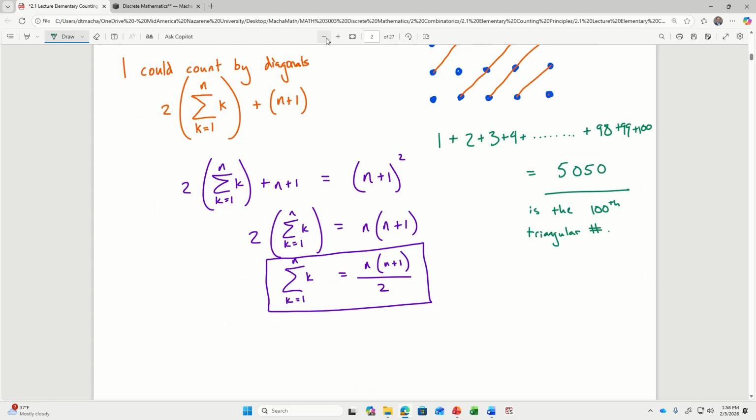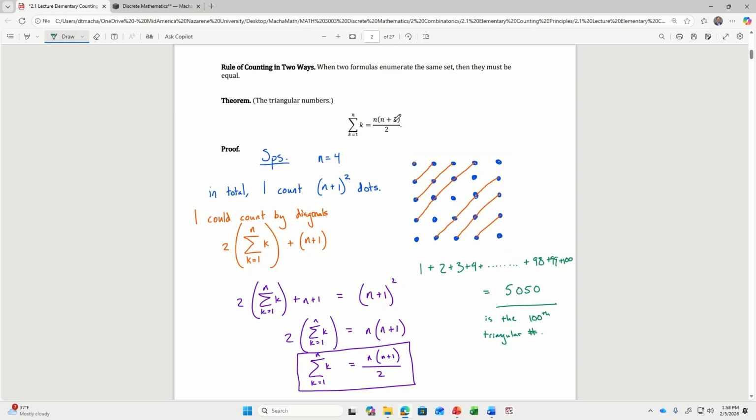But the main thing that I like about this is it's a relatively easy way to demonstrate the rule of counting in two ways. First, we counted these dots in blue by calling them n plus 1 squared, and then we counted them a second way by diagonals. We set those equal to each other because these two formulas, blue and orange, are counting the same thing. They must be equal to each other, and that's how we can come up with a cool theorem like that.